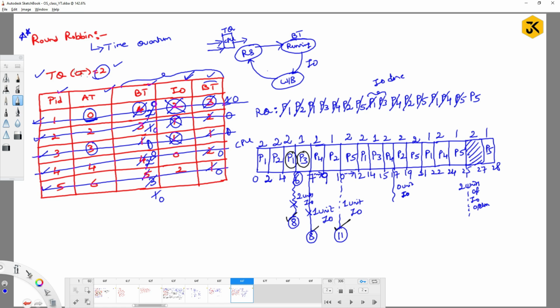This way this particular round robin algorithm is going to work. Guys, it might be a little bit difficult, just go through the video 1 to 2 times so that you can get a clear idea, right?